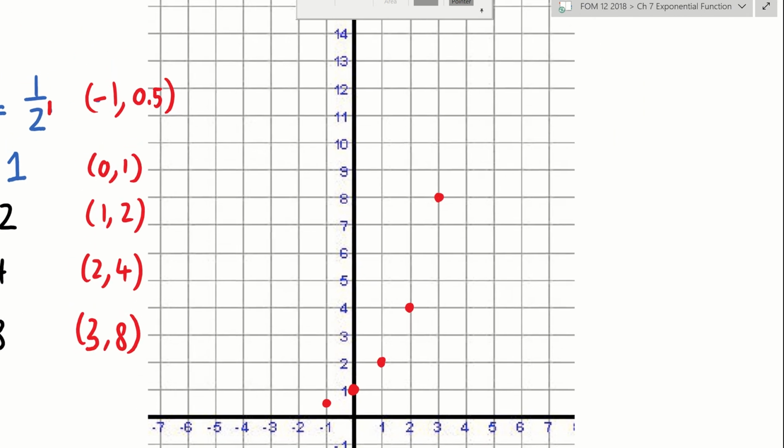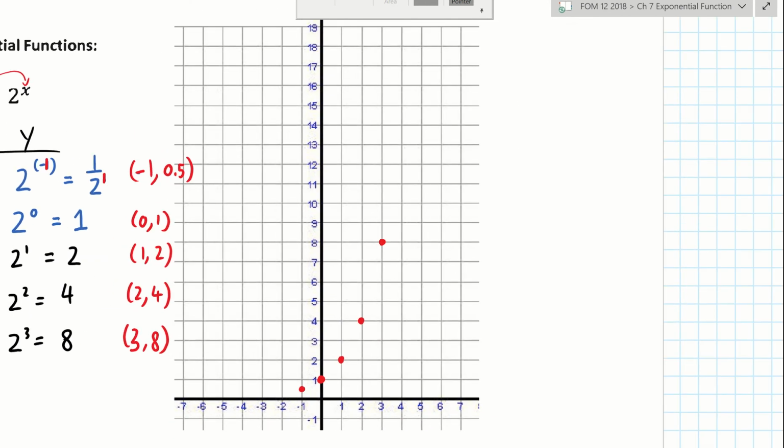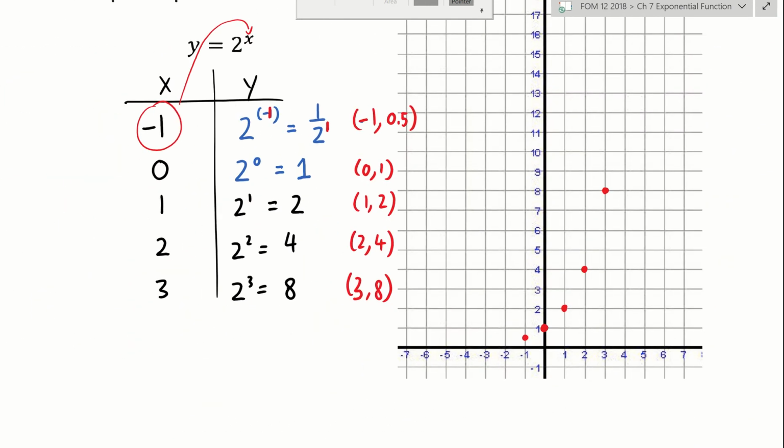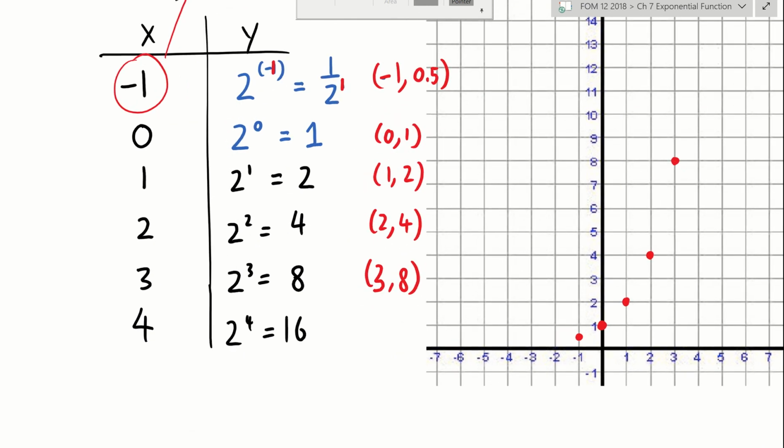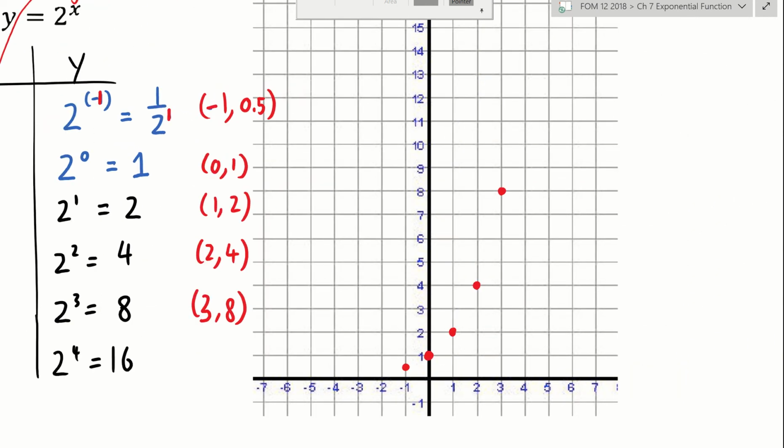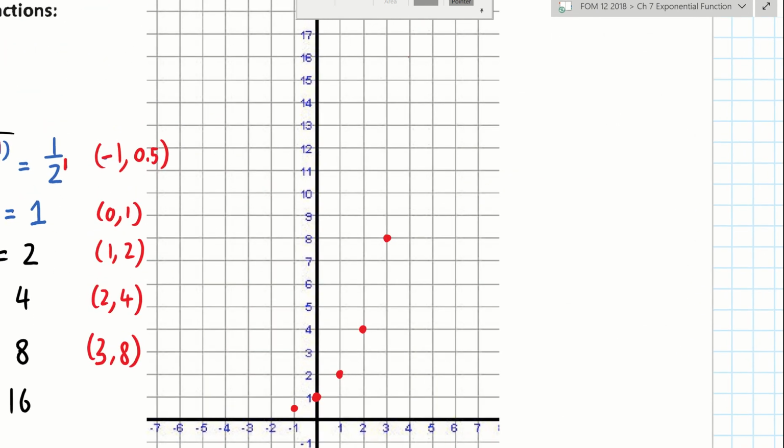Now, look at the shape right now. This is the shape of an exponential function. Well, let's actually do one more. x equals 4, 2 to the power of 4 is 16. So you're going to get another point, which is (4, 16), which is actually long enough to be shown in this graph. Look at how fast the graph is increasing, right? We can use a different color of line to put it all together. So look at this, an exponential function looks something like this as a graph.